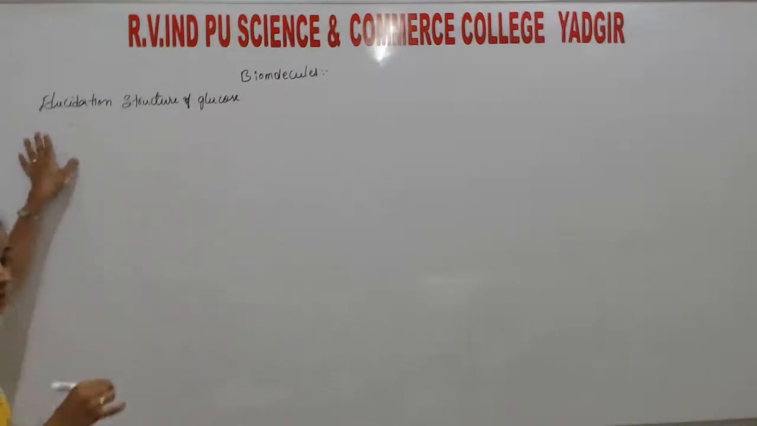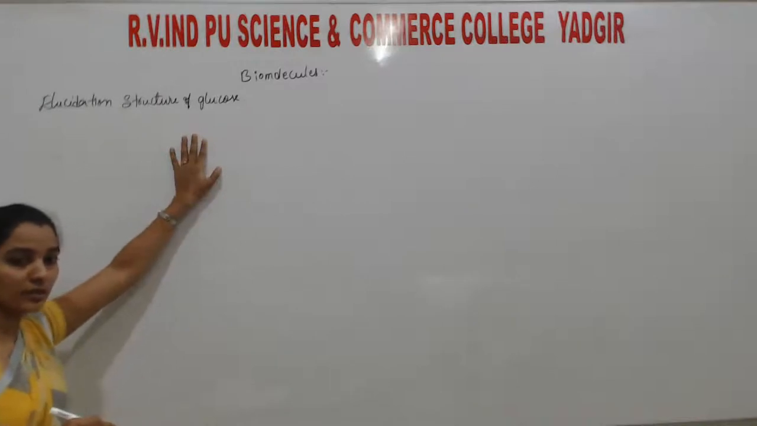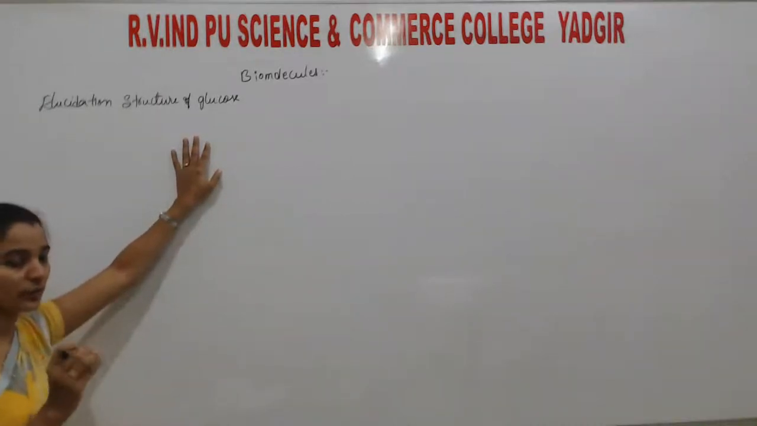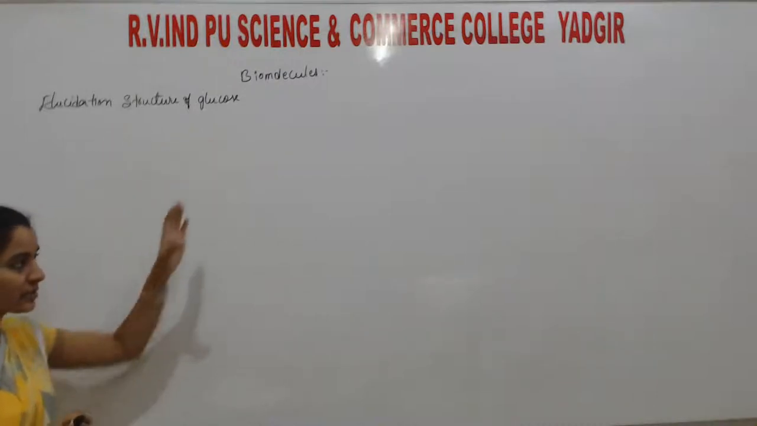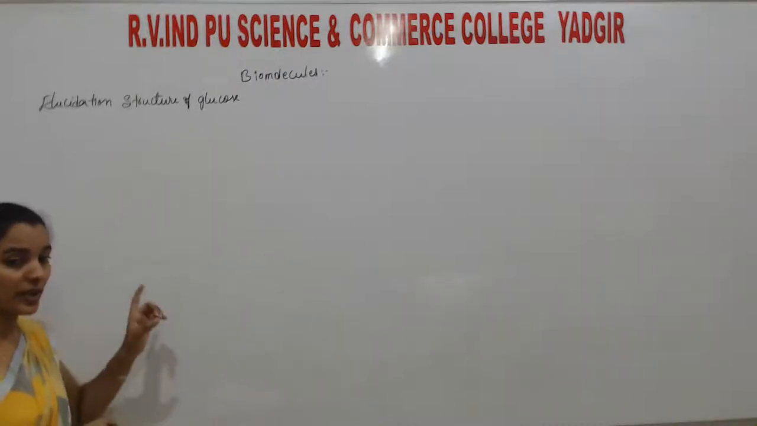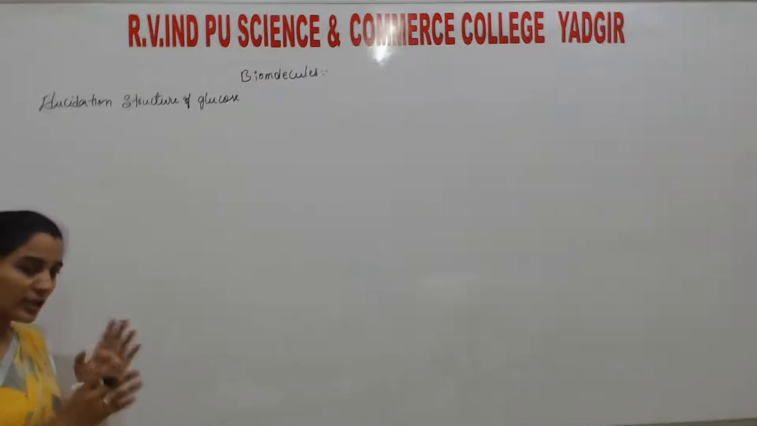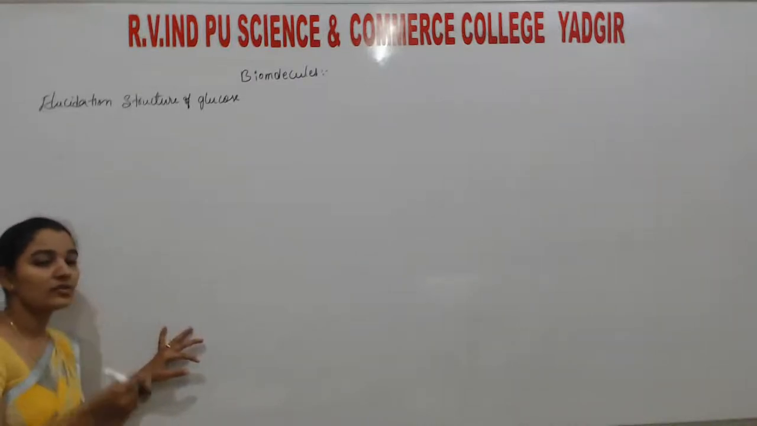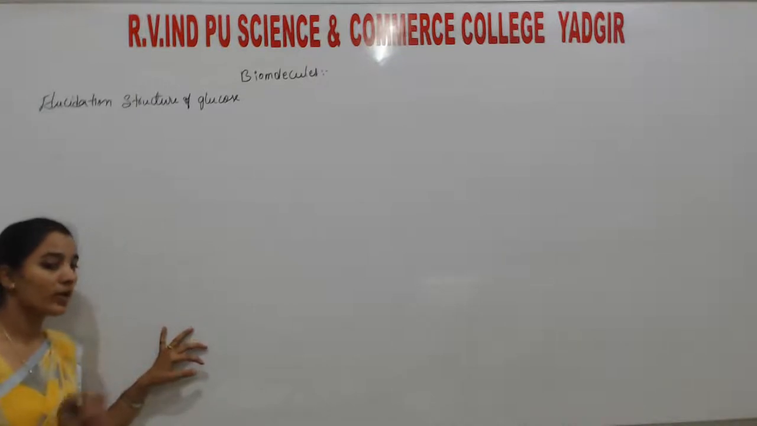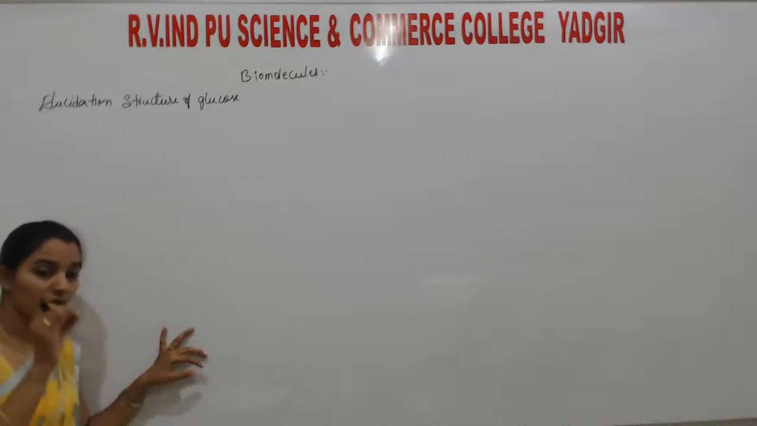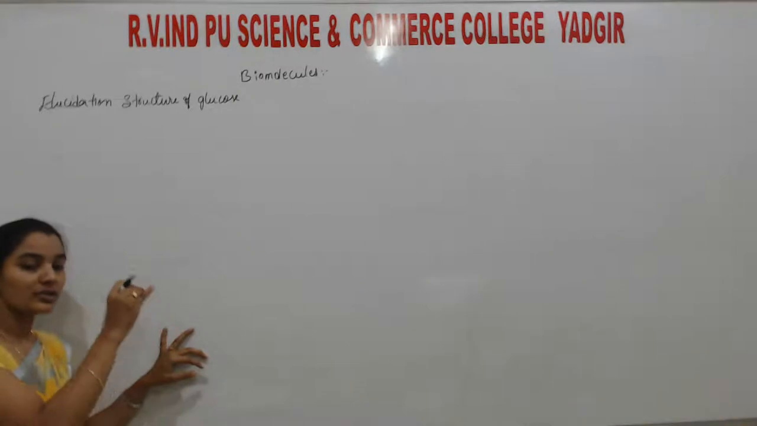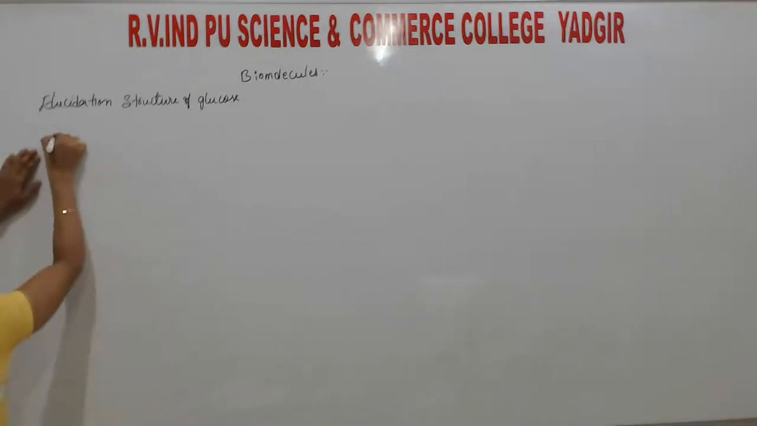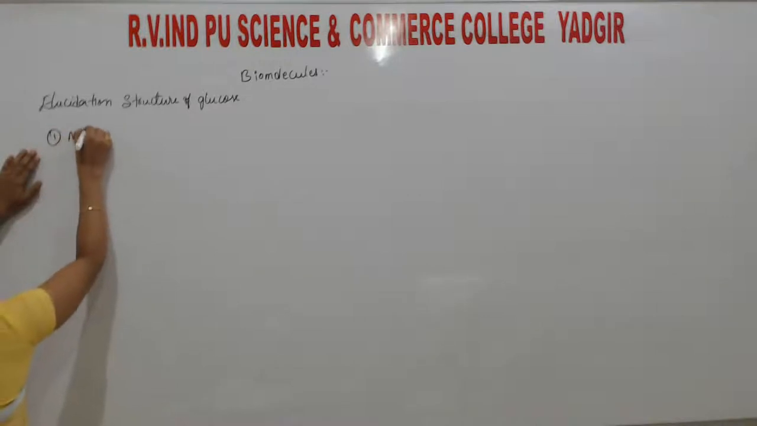Listen, for the elucidation of the structure of glucose, we need some reactions to prove it. Initially I'll write the reactions, later I'll explain, because these reactions are important for exams. They won't ask to write the elucidation of the structure of glucose directly. They particularly ask about the different reactions involved in the elucidation of structure. Okay? So let's explain. The first one is the molecular formula.